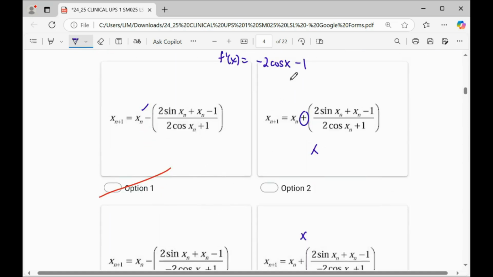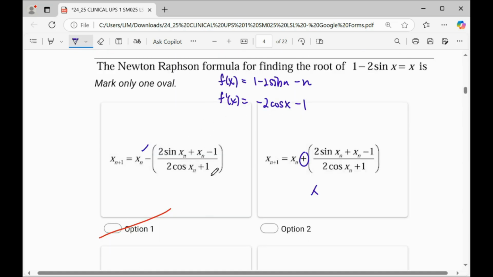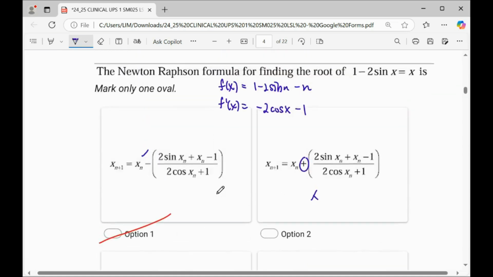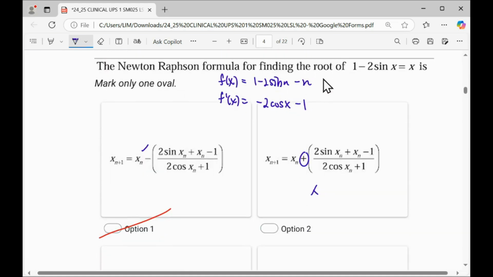So this is wrong. Which differential function is correct? You will see that our answer is a bit different, but it's okay. Maybe we factorize the negative. You can get 2 sine x, and then here will be plus x minus 1. And for the denominator, we factorize the negative, it will be 2 cos x plus 1. So the negative simplifies, so here will be our f(x), this is our f prime(x). Here we have our option 1.